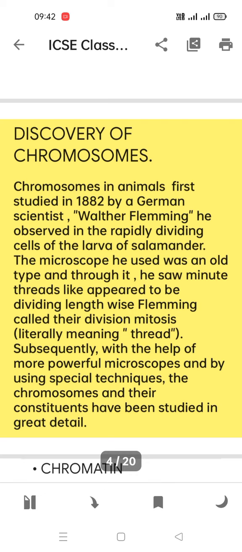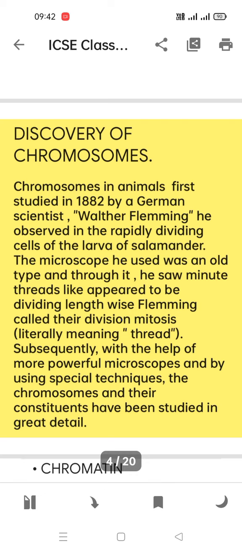And he saw minute thread-like structures appear in the dividing cells, dividing lengthwise. Fleming called this division mitosis, which actually means the thread. Mitosis means the thread.